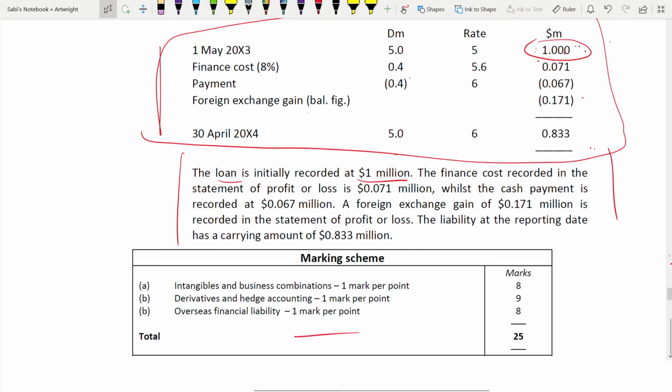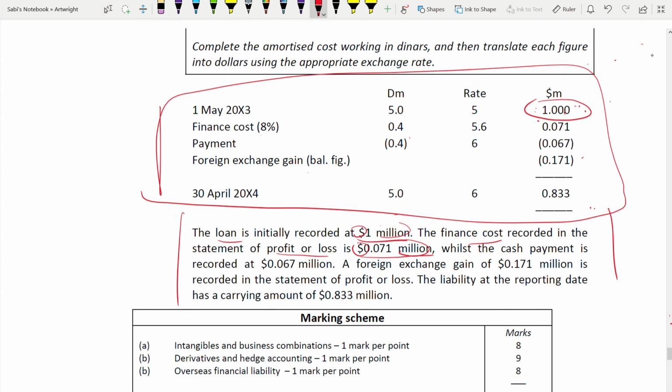Then the finance cost, that is the interest, will be this much, also in millions. You have to write it like this. Where are you going to write it? In the profit and loss account. Which interest cost? 0.07. While the cash payment, that means from the liability you are doing a cash payment, it is recorded at this amount. And the foreign exchange gain is this much. Where will this be recorded? In this case, profit and loss. That is the balancing figure. And the liability at the reporting date had a carrying amount of this much. What is it? This liability. This is the carrying amount. So step by step you have to write it also.